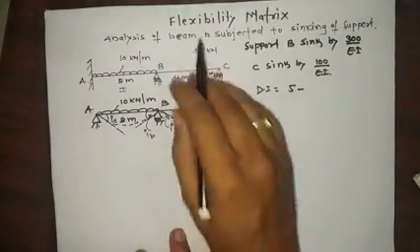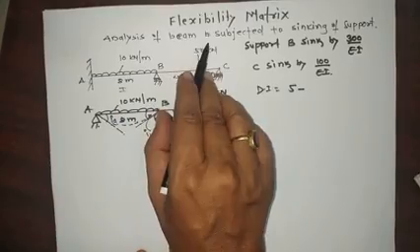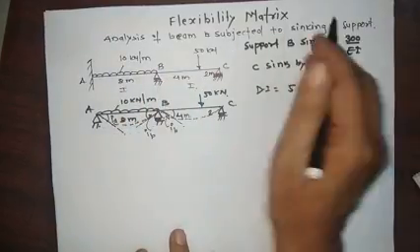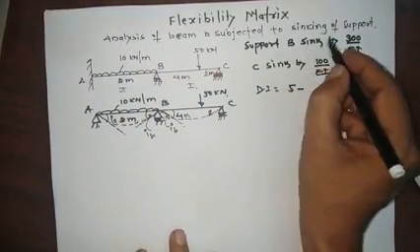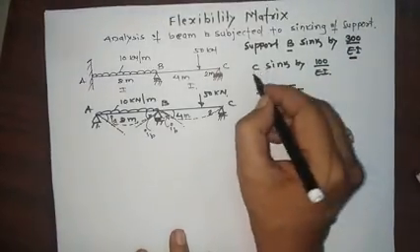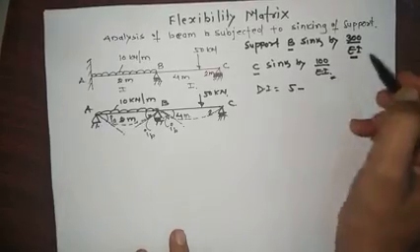Welcome students. Today we will learn the analysis of a beam subjected to sinking of support. Now this beam is subjected to a sinking of support. Support B sinks by 300 upon EI and support C sinks by 100 upon EI.